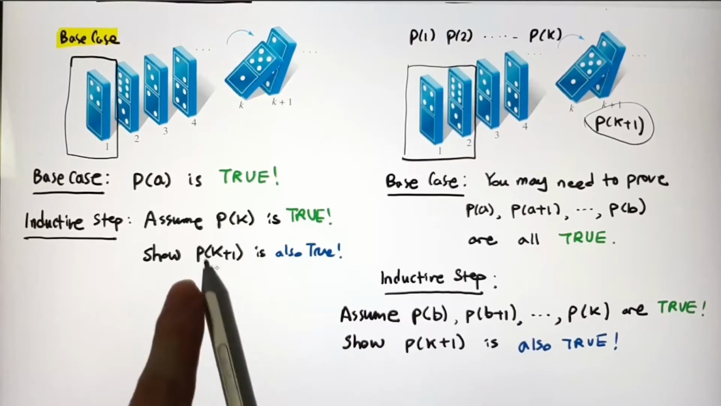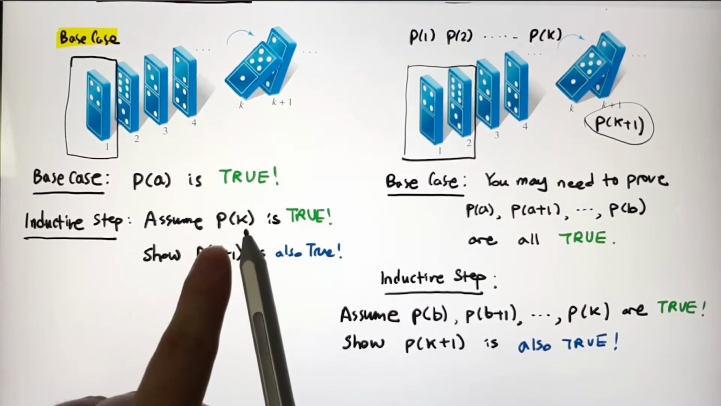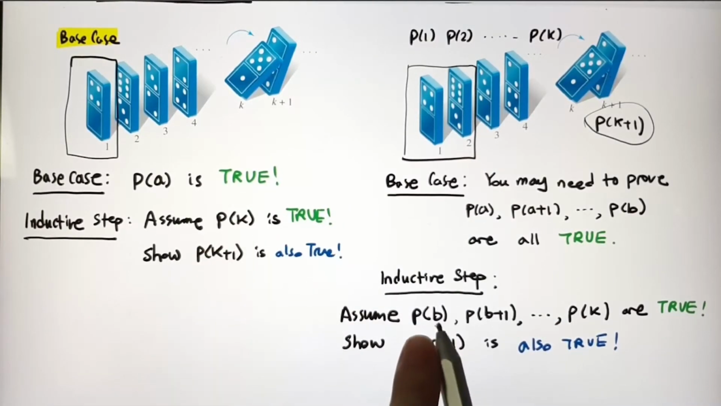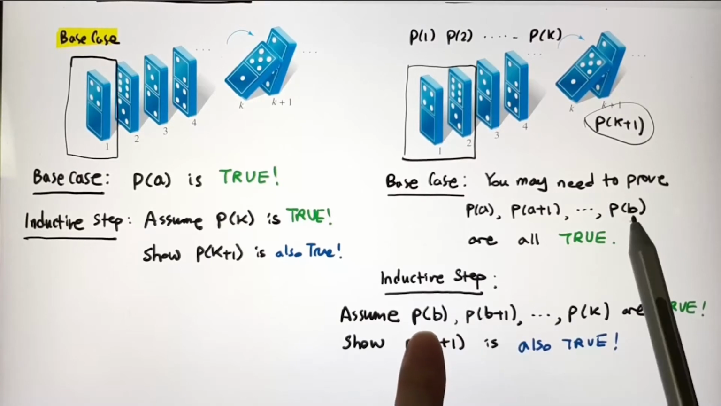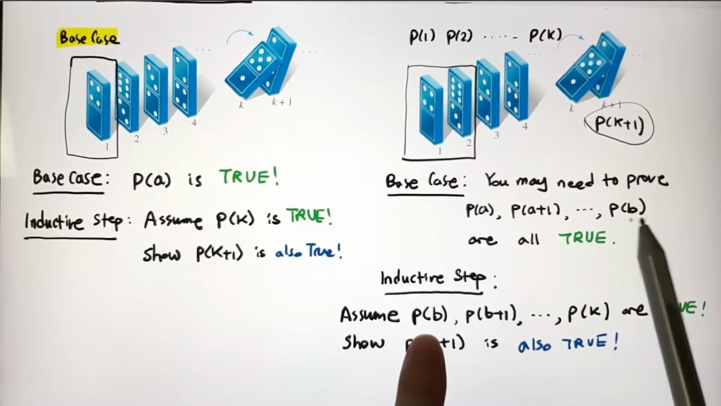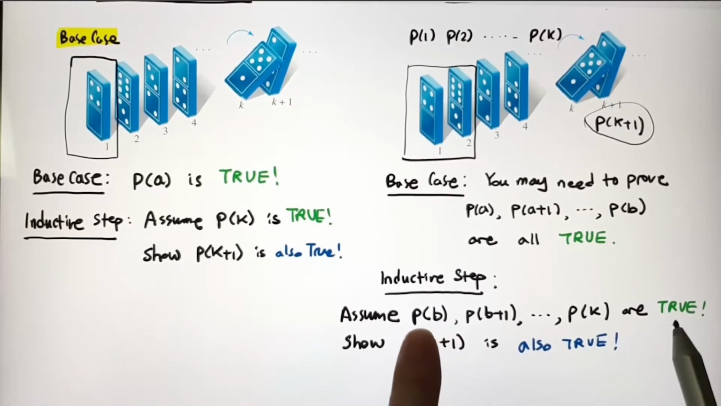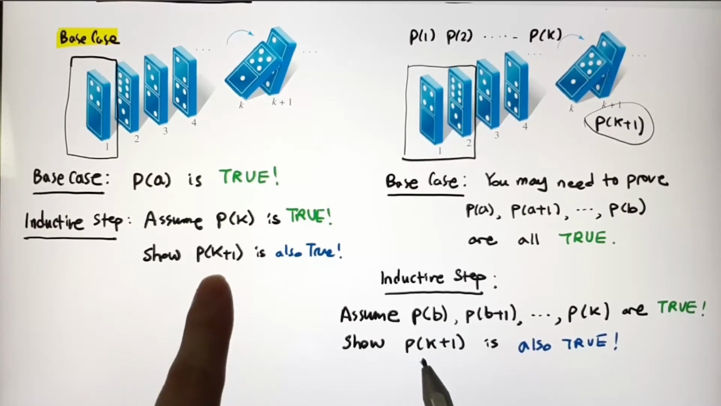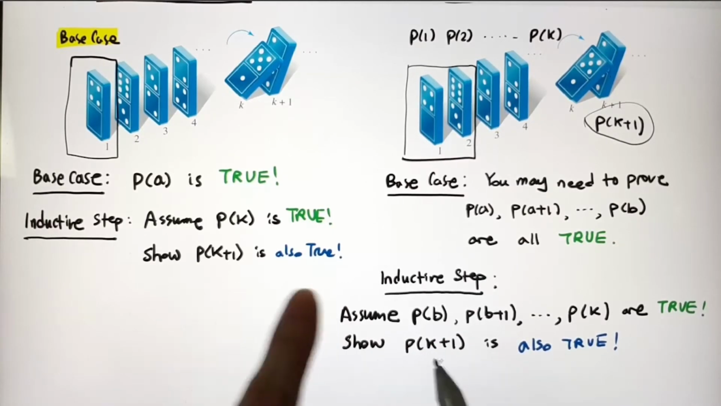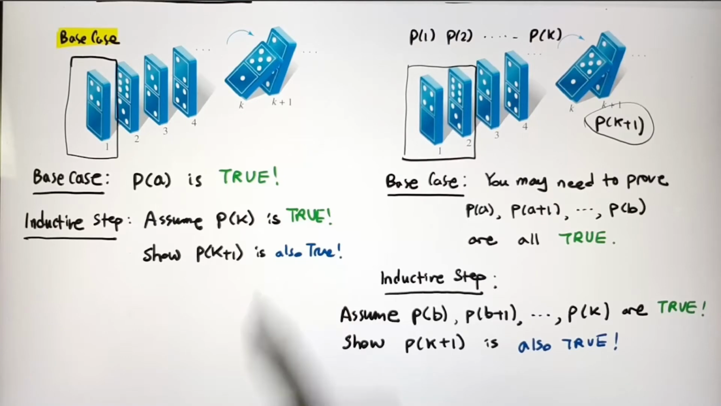For the inductive step, instead of assuming just the P of k domino is true, we have to assume all statements from P of b up to P of k are true. Then show P of k plus 1 is also true. This step is exactly the same. Okay, so as a summary, let's write down something on the next slide. You can continue writing the notes.